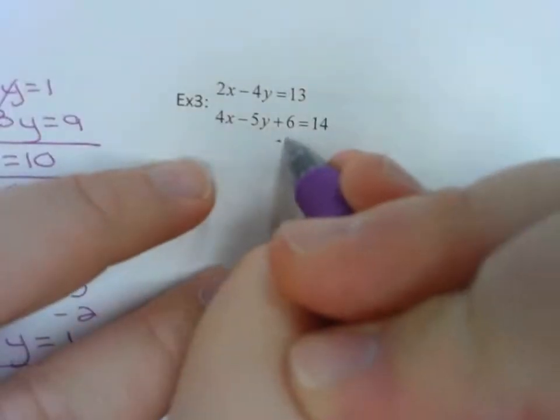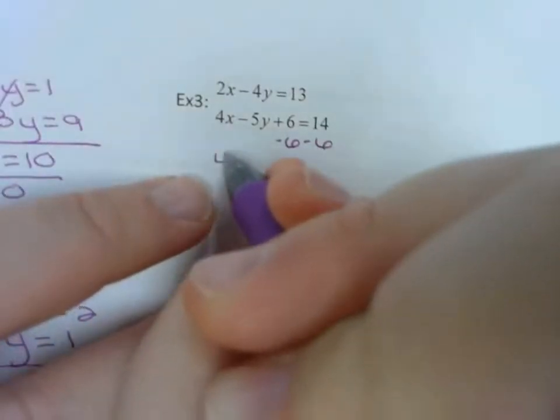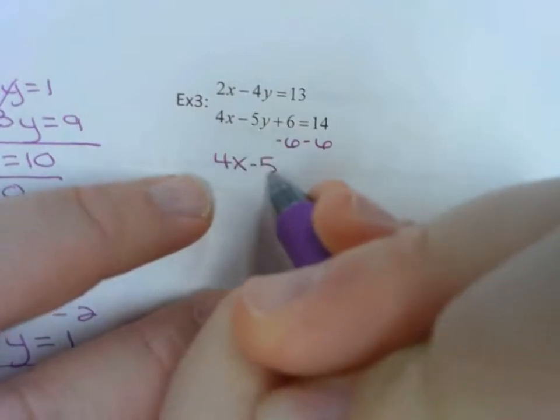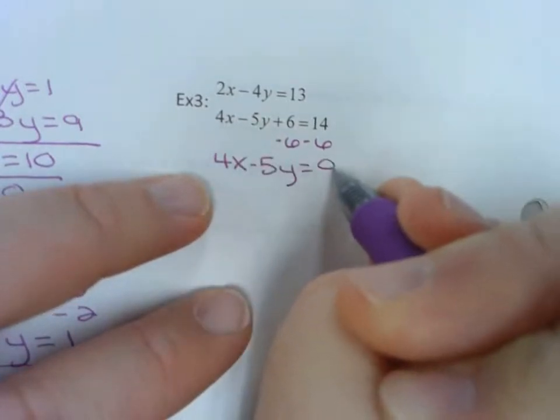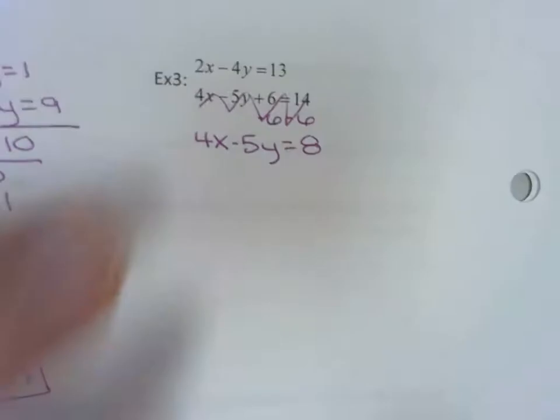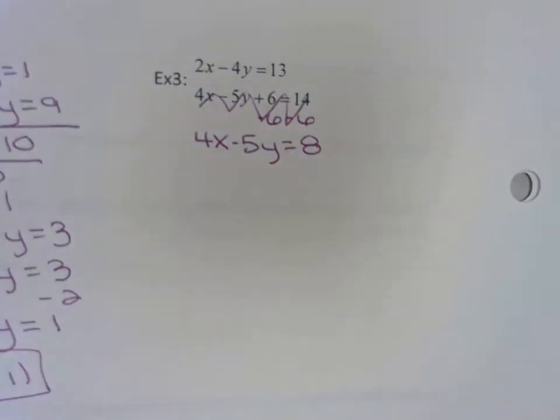So if I look at example 3, first thing I notice is I have this plus 6 over here, so I need to get it in standard form, so I'm going to subtract 6. So now I have 4x minus 5y equals 8. You want to make sure it's in standard form first, so subtract the 6.